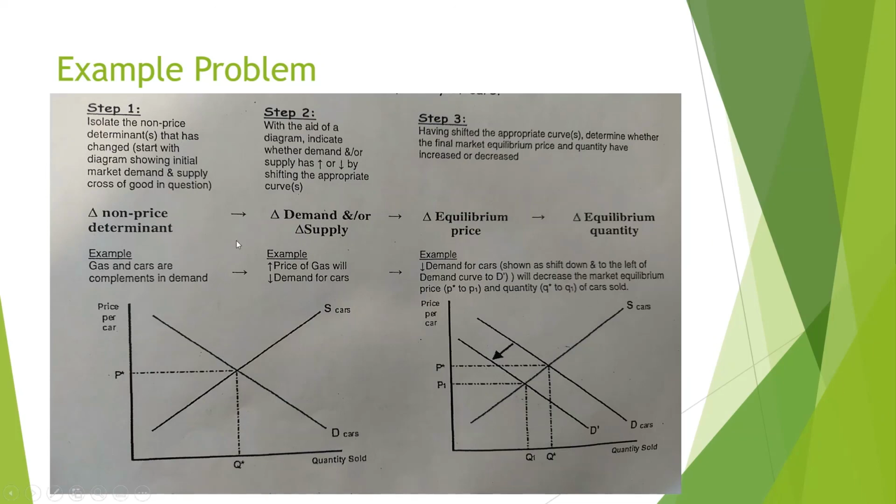You can just say, "Oh, I know that these are complements in demand. So let's say the price of one goes down, then it's going to affect the other good in a way where the demand goes up. That means the demand curve shifts to the right. That means price increases and quantity sold increases."